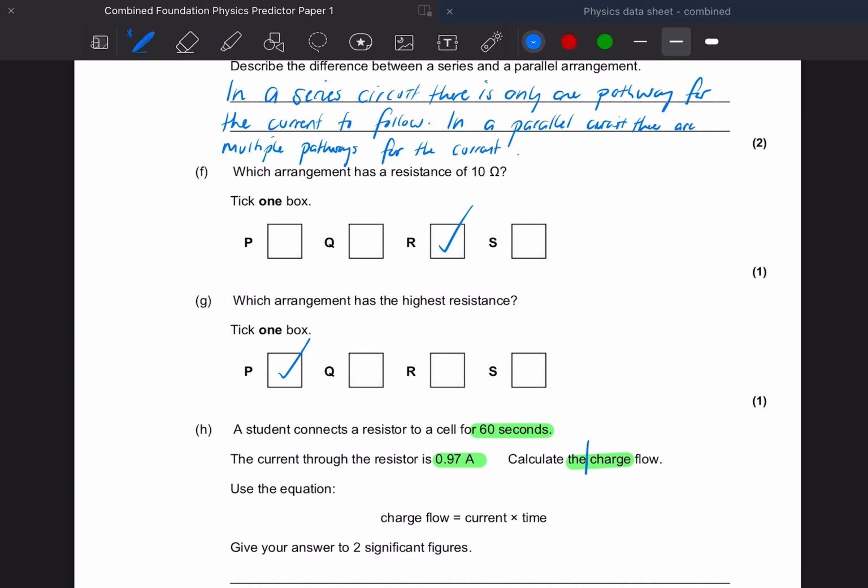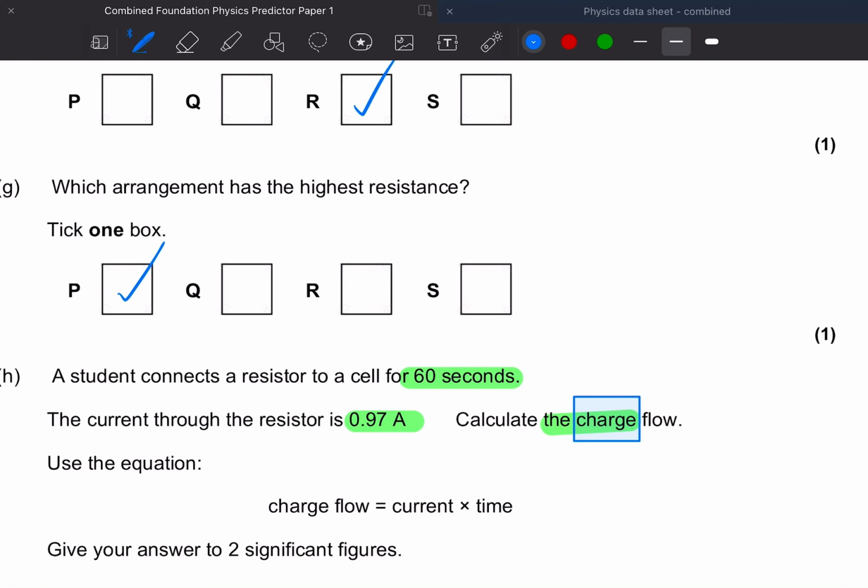And the thing that it's asking me to find, I normally put a box around that as well, and that's just because I want to know that's what I'm actually looking for. That's what I want to make the subject of my formula. So 60 seconds, that's a time. That's the value of time. Seconds are the right units of time, so I can leave that alone. And it tells me that that is the current. And obviously I want charge.